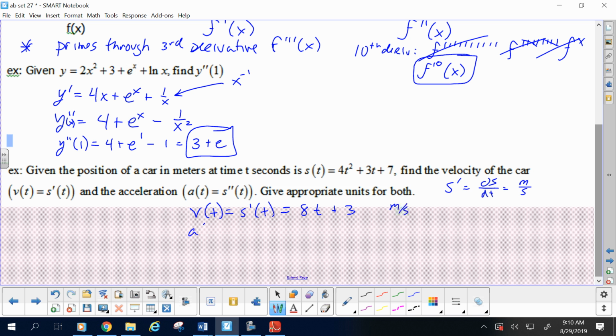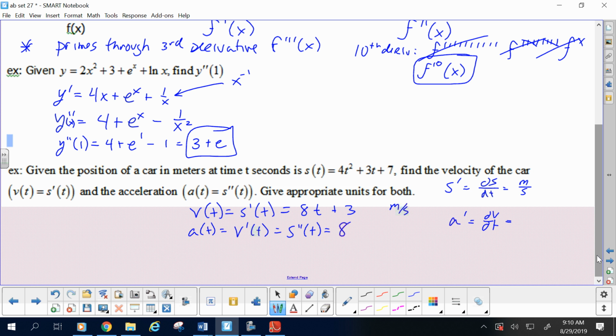Now the acceleration could be expressed calculus-wise two different ways. I mean, two different ways to say what acceleration is. Okay, it's either the change in the velocity, or the derivative of the velocity, or the second derivative of position. Either way, I need to take the derivative of the velocity. What's the derivative of 8t? 8, and the derivative of 3? 0. And a prime is dv dt.